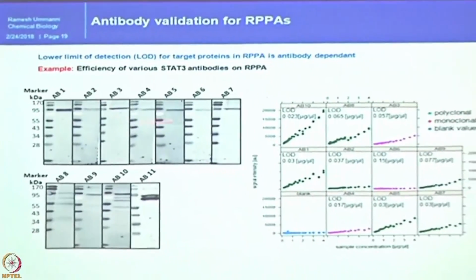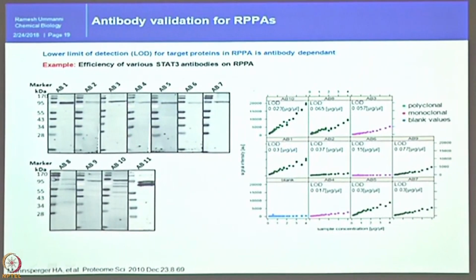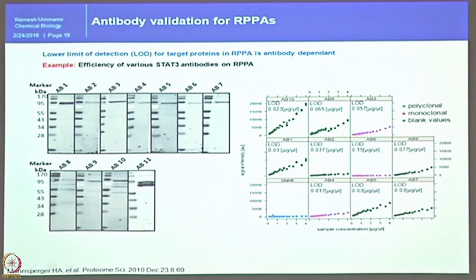So again, all antibodies cannot detect a single protein in the same way. For example, in this slide you can see different STAT3 antibodies detecting STAT3 in the same sample in different manners. You can see the LOD, the limit of detection; some numbers are written here. I will circulate the slides to you also, so if you can't note the numbers, you can go through them later. Green is a polyclonal, red is a monoclonal, blue is the blank values. You can see that the signals are on different scales along the y-axis.